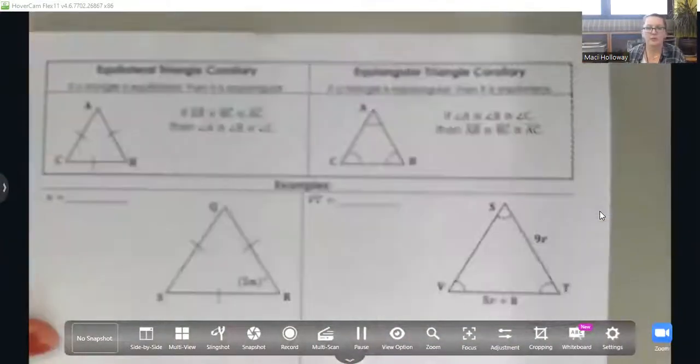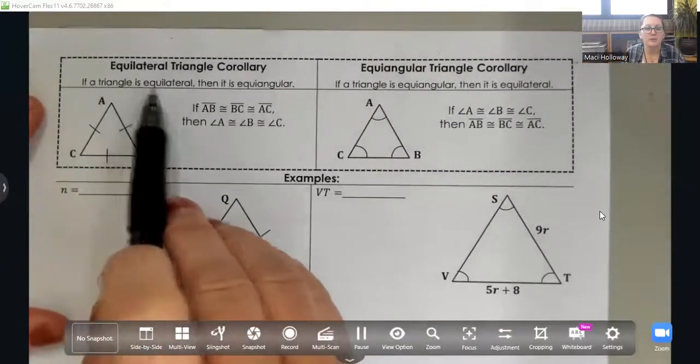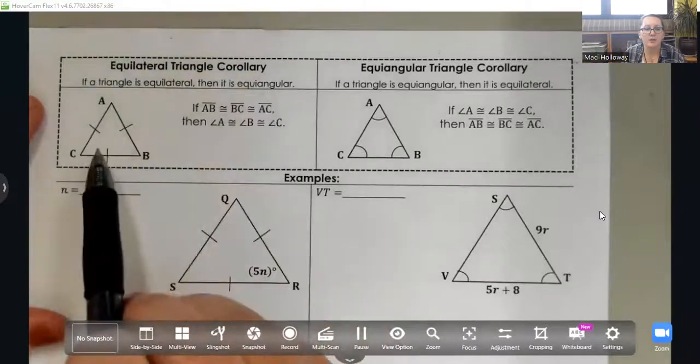All right, let's flip it to the back. We're going to talk about equilateral triangles. So if a triangle is equilateral, then it's also equiangular.